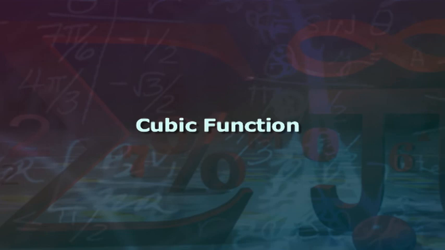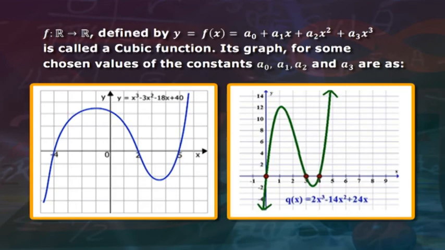Cubic function: f from R to R defined by y = f(x) = a0 + a1x + a2x squared + a3x cubed is called a cubic function. Its graph for some chosen values of the constants a0, a1, a2 and a3 are as shown.